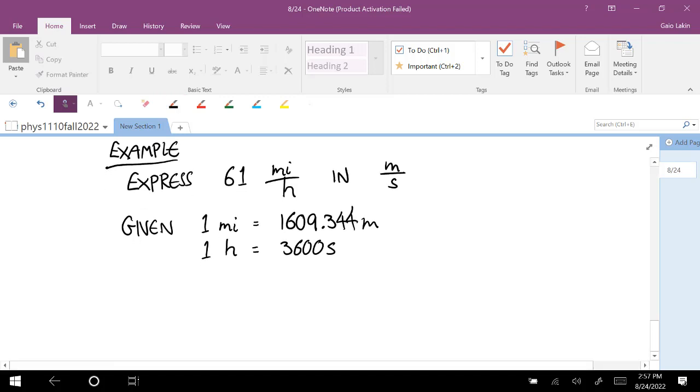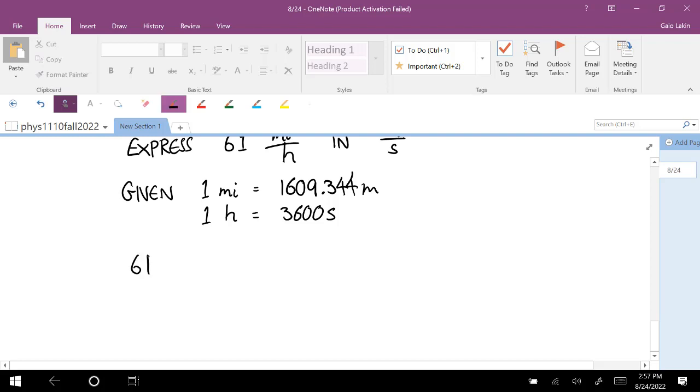Okay, so the approach we're going to take is really the same as it was in going from feet to inches, except we're going to first multiply by a conversion factor that changes the miles to meters, and then second we're going to just keep multiplying by another conversion factor that changes from hours to seconds. Okay.